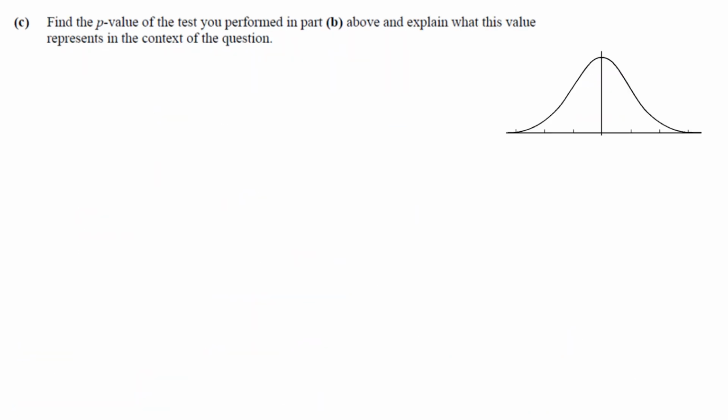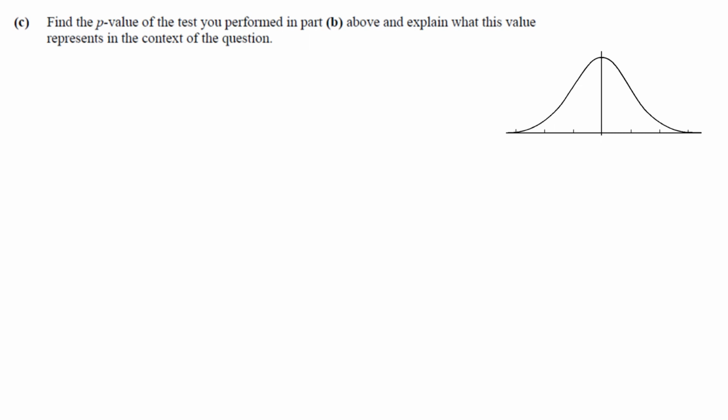The third part of this question is, find the p-values of the test you performed in part B above and explain what this value represents in the context of the question. So this is, I suppose, if you read through the question and you see p-values coming up, having the z-scores done will make your life easier. If we had just used the confidence interval in part B, we would still have to go and calculate the z-scores here. So what p-values are, is they're asking another way, should we accept or reject that null hypothesis.